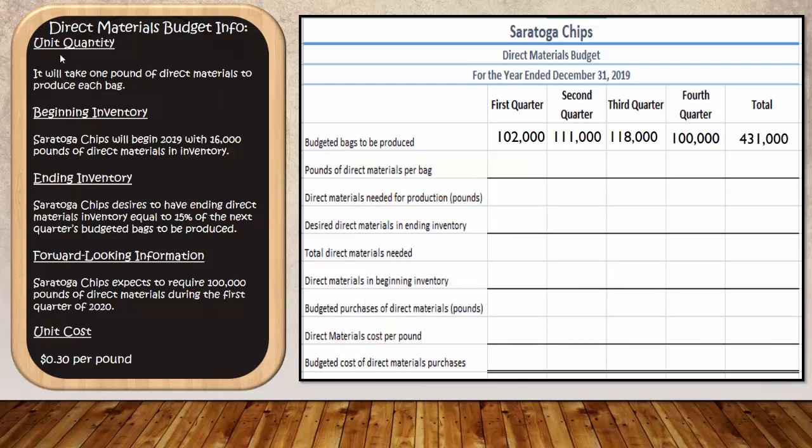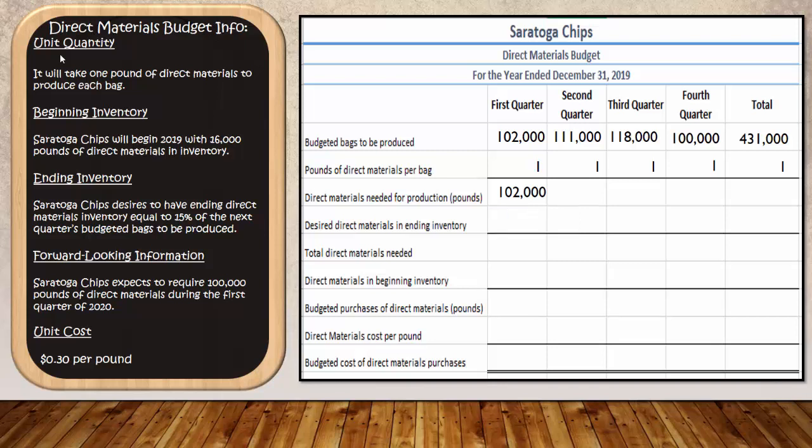Our pounds of direct material per bag is given up in the unit quantity section. It's going to take us 1 pound of potatoes or direct materials to make each bag, and this does not change throughout the entire year. So to figure out our direct materials needed for production, we simply take the bags that we have to produce and we multiply by how much material we need per bag. If we have 102,000 bags that need to be produced, and each bag takes 1 pound of potatoes, that means we're going to need 102,000 pounds of potatoes to meet production during the first quarter.